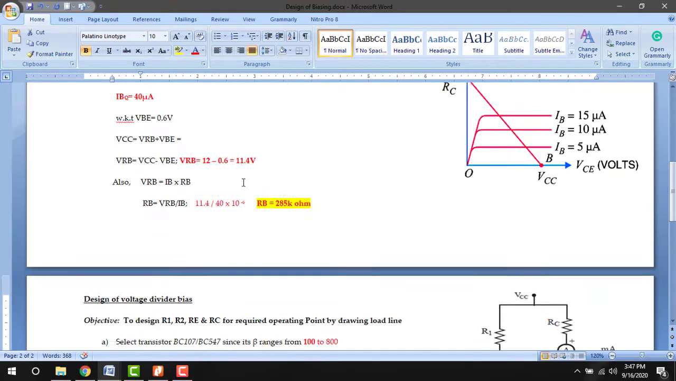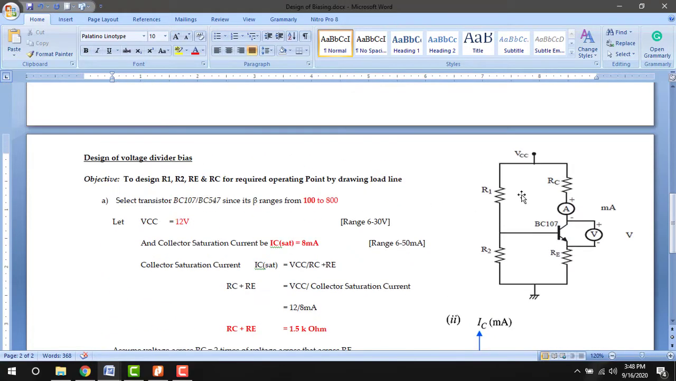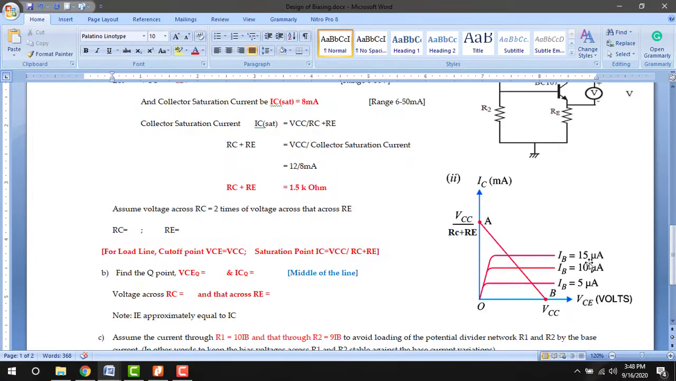In the previous case it is RC alone, but here the 1.5 kilo ohms consists of a sum of RC and RE. So how are we going to split this 1.5 kilo ohm? Assume, the only assumption is, that the voltage drop across RC is 2 times the voltage drop across RE. It is because if the voltage drop across RC is more, then the output voltage will be higher. RE is a stabilization resistance only. Generally we bypass this resistance using a capacitor, so we always assume the voltage drop across RC will be more. So here it is 2 times of RE.